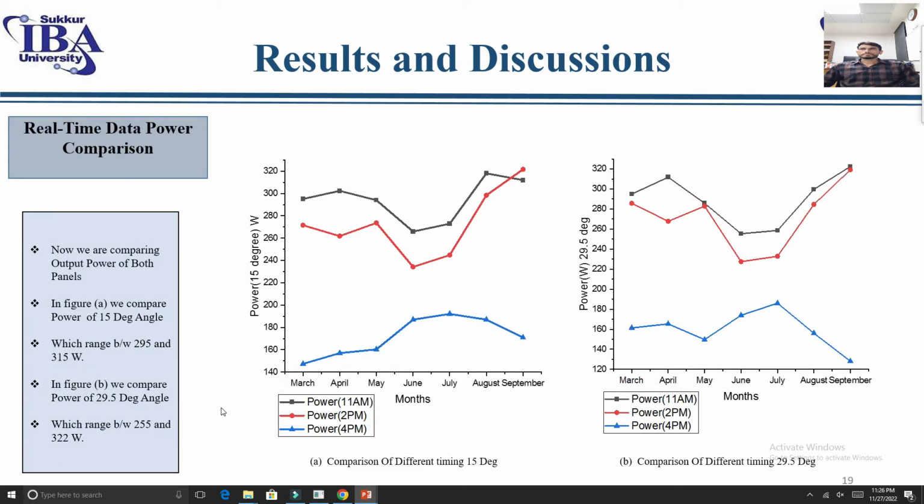Now we are comparing the power of each panel, 29.5 degrees and 15 degrees. So we can see that in figure A, the 15 degree angle has a power range between 295 and 315 watt. In figure B, we can see that the power range is between 255 and 322 watt. So we can see that the power is more on the 29.5 degree angle.